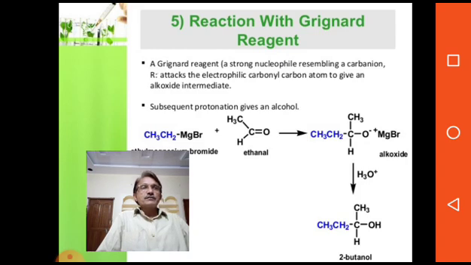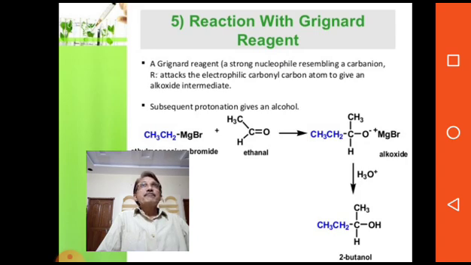Addition of hydrogen, that is reduction. Reduction reaction is also possible with aldehydes and ketones. For this reduction, we may use hydrogen gas in the presence of finely divided nickel, or hydrogen gas in the presence of palladium, or lithium aluminum hydride, or sodium borohydride. So these reducing agents may be used.